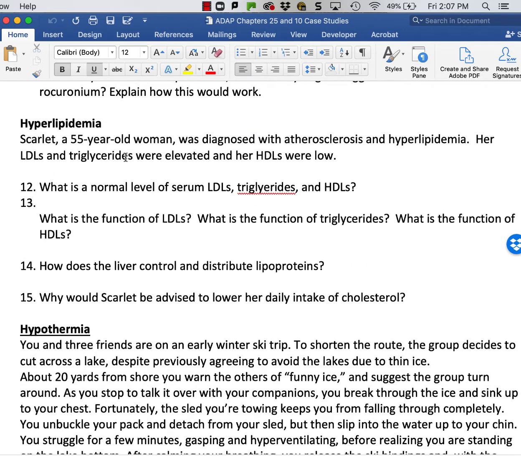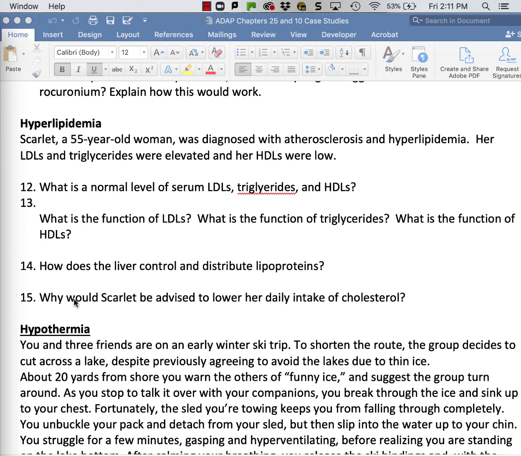Hyperlipidemia. Scarlett, a 55-year-old woman, was diagnosed with atherosclerosis and hyperlipidemia. Her LDLs and triglycerides were elevated and her HDLs were low. A normal level of serum LDL would be less than 100 milligrams per deciliter. Triglycerides would be below 150 milligrams per deciliter, and HDLs would be over 50 milligrams per deciliter.